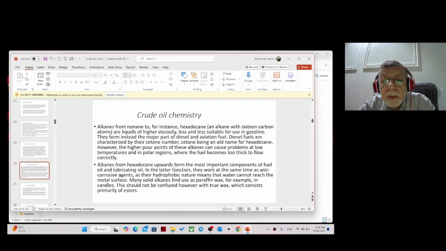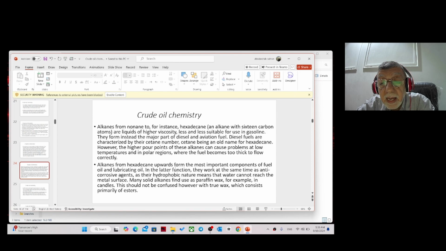However, the higher pour point of these alkanes can cause problems at low temperature and in polar regions, where the fuel becomes too thick to flow correctly. Alkanes from hexadecane upward form the most important component of fuel oil and lubricating oil. In the latter function, they work at the same time as anti-corrosive agents, as their hydrophobic nature means that water cannot reach the metal surface. Hydrophobic means dislike of water, so the water cannot reach the metal surface.